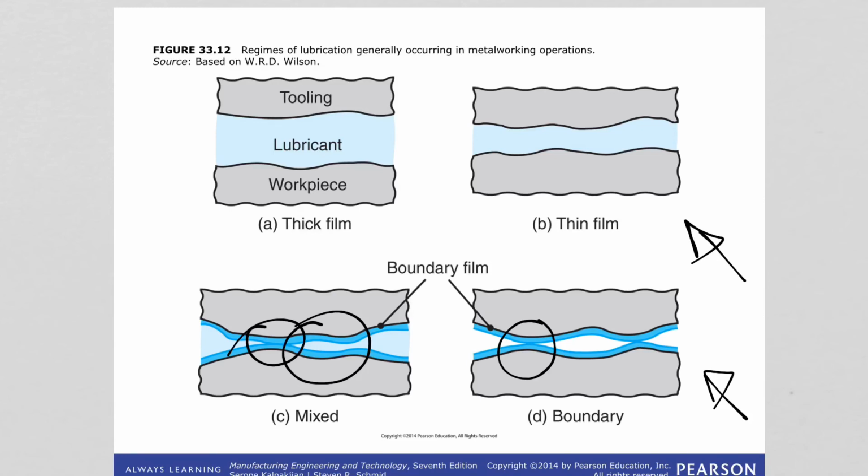If this is the case, deprived of this protective film, then the sliding metal surfaces begin to wear and possibly severely damage the surface.